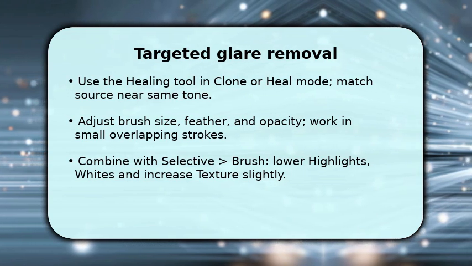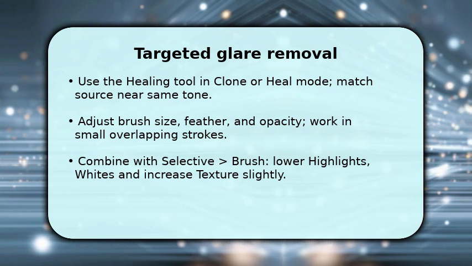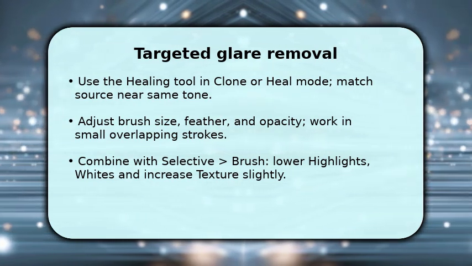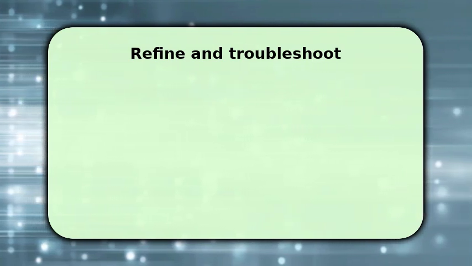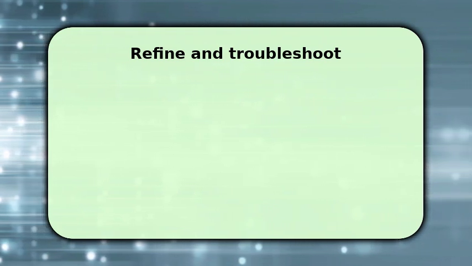Then pull down highlights and whites while nudging texture up slightly to restore micro contrast. This balances restored tones without reintroducing shine. Finish by refining global balance. Use dehaze or clarity in tiny increments only if the healed patch looks flat, because these can create halos.